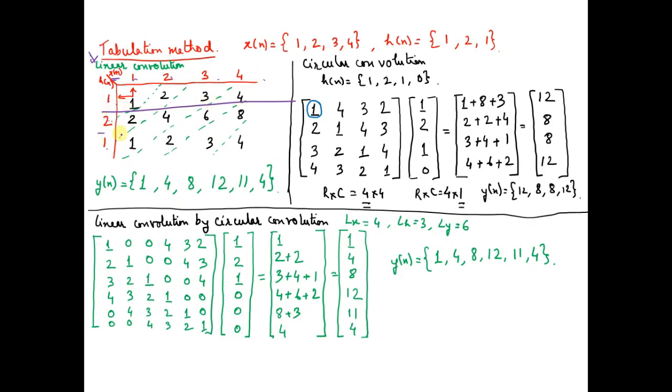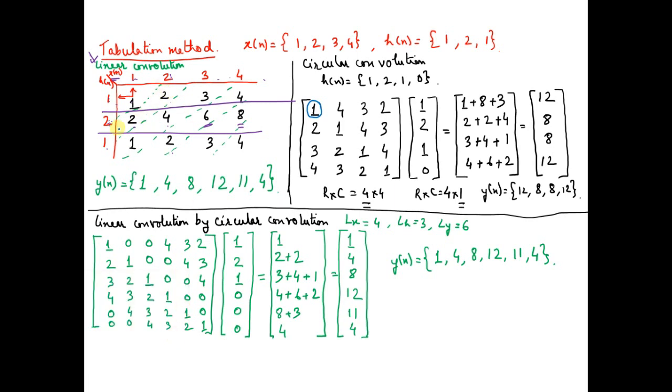Similarly, in the second row, you have 2 multiplied by 1 is 2, 2 multiplied by 2 is 4, then 6, then 2 multiplied by 4 is 8. Similarly, you get 1, 2, 3, 4. Okay. Now, what happens?